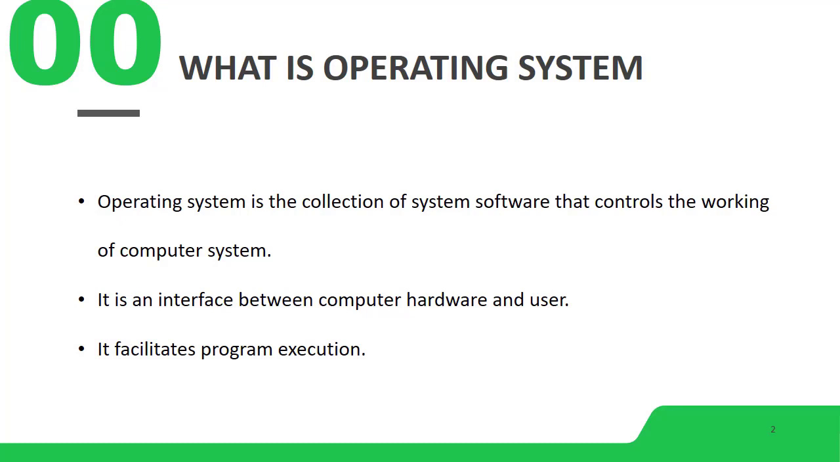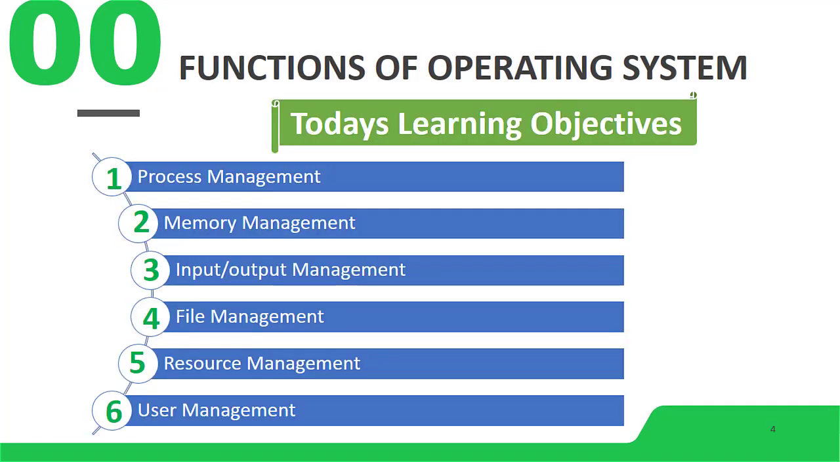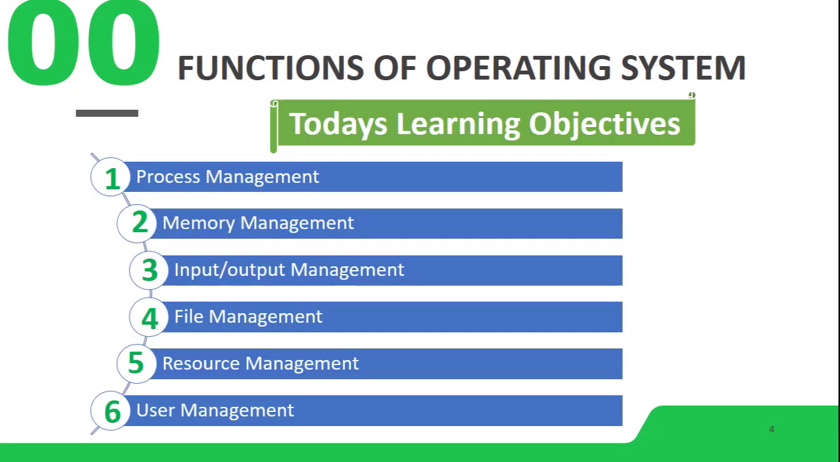It facilitates program execution. The two main objectives of the operating system are convenience and efficiency. The main functions performed by the operating system are: process management, memory management, input-output management, file management, resource management, and user management. Let's start with process management.